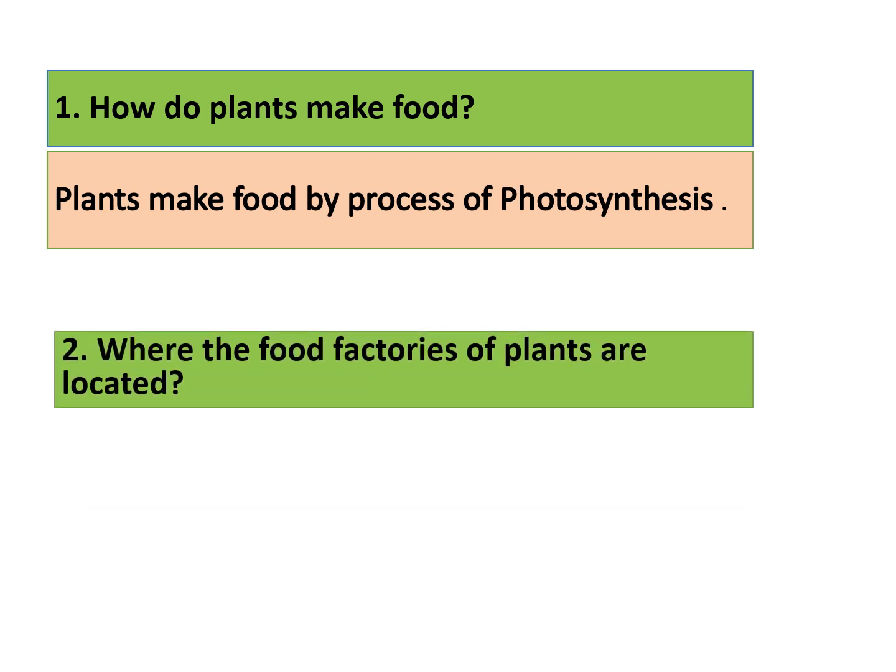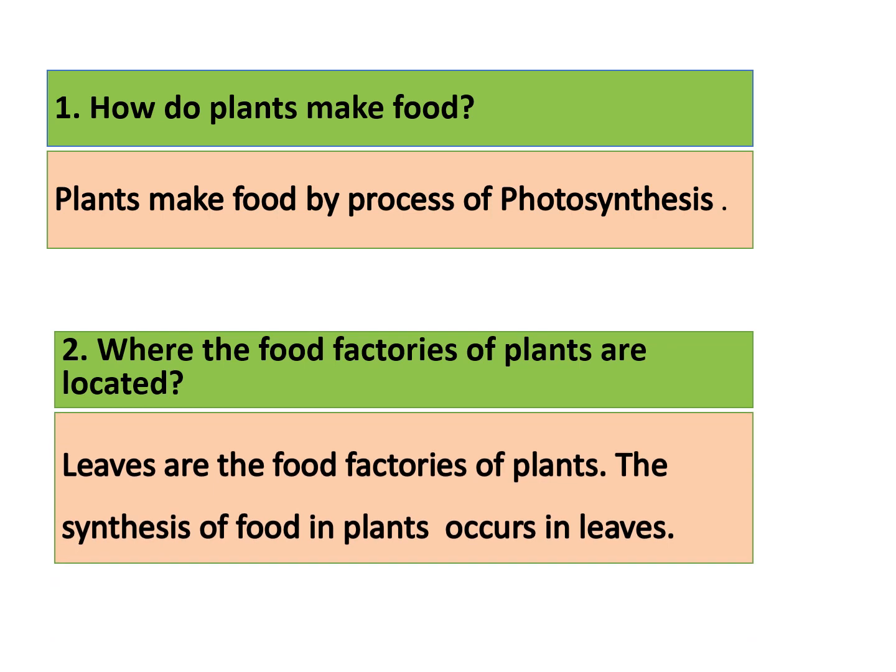And where are the food factories of the plant located? The leaves are the food factories of the plant. The synthesis of food occurs inside the leaves. Leaves are a very important part of the plant where food formation occurs. Just like we prepare our food inside the kitchen, similarly plants prepare food inside the leaves.